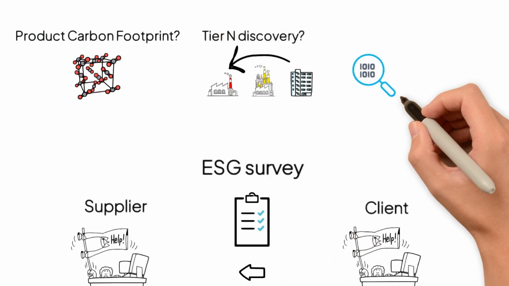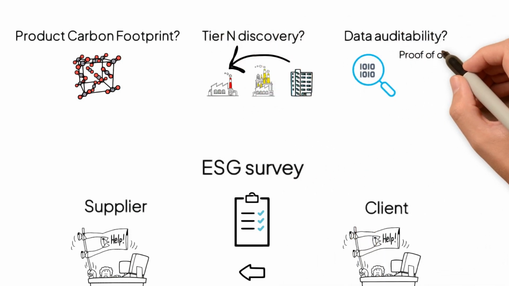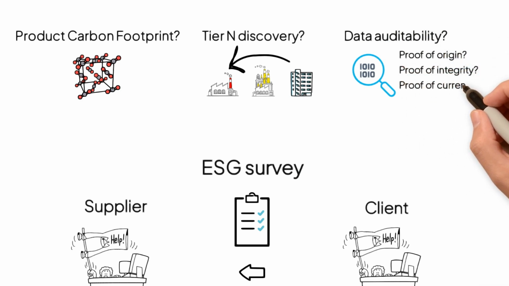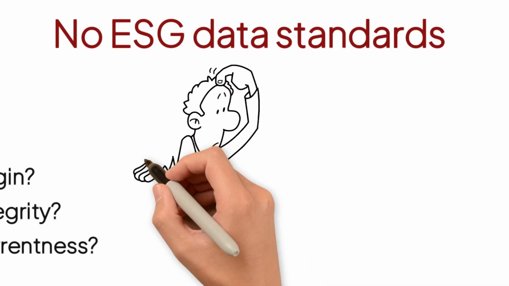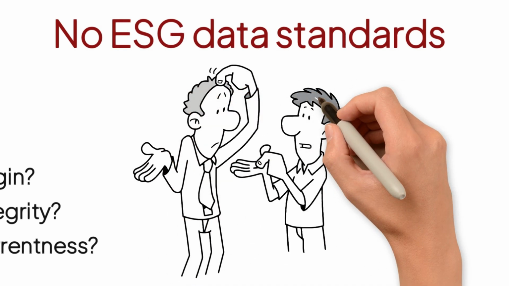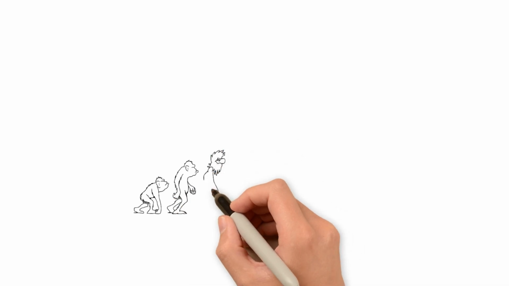Another major drawback is that survey data authenticity can't be verified by your auditors to certify your Scope 3 reporting. What's more, the lack of an ESG data standard makes it impossible to normalize data exchanges. But now you have a better way to collect supplier data.